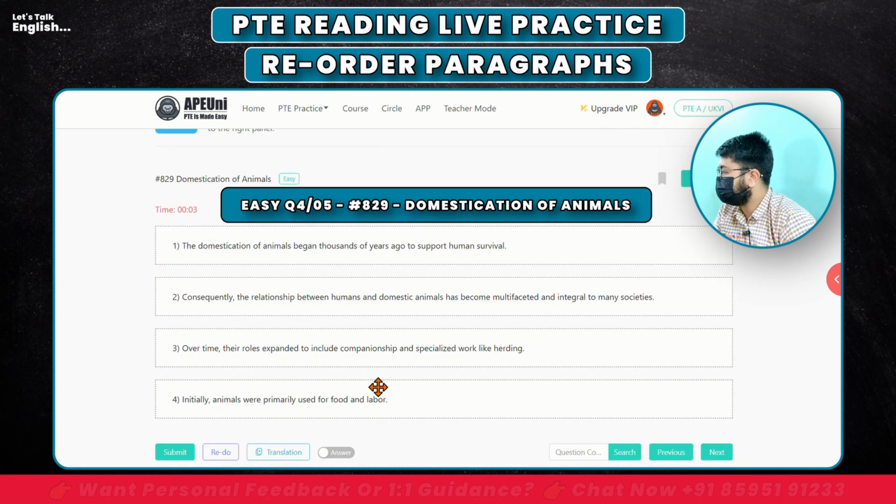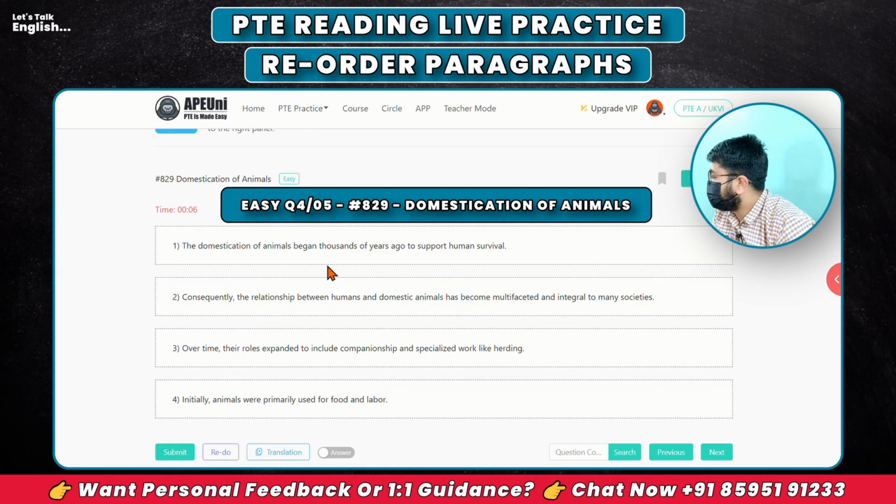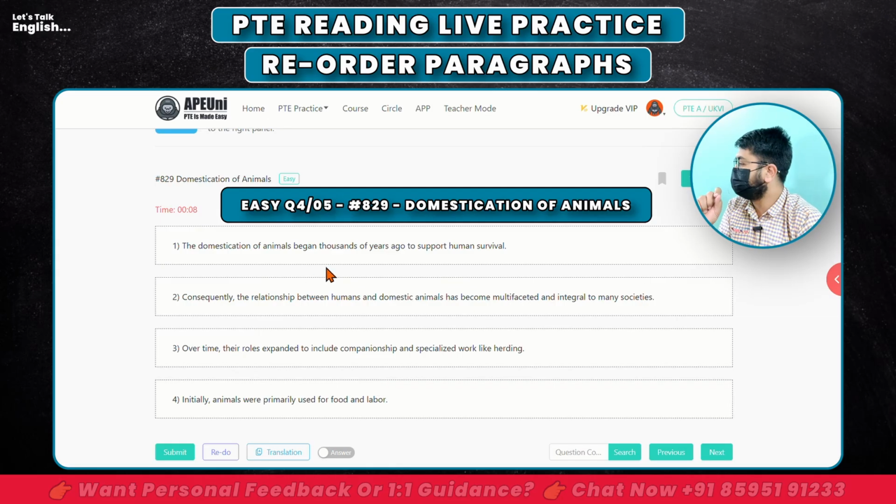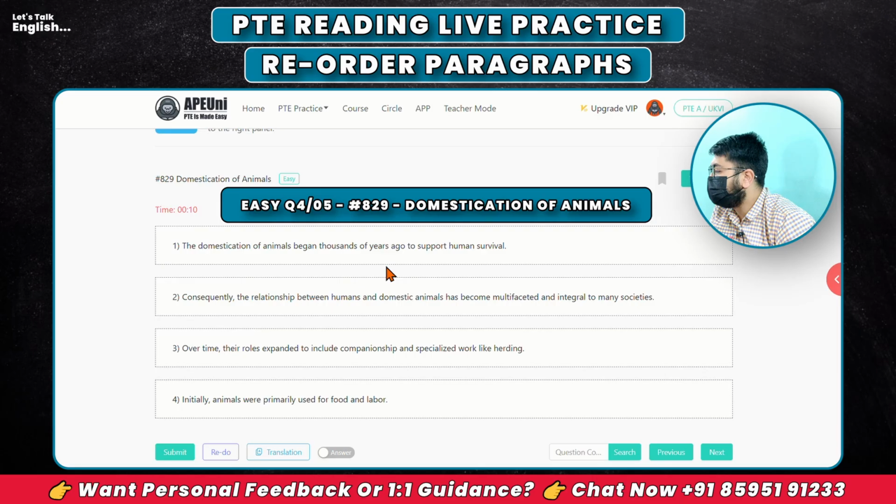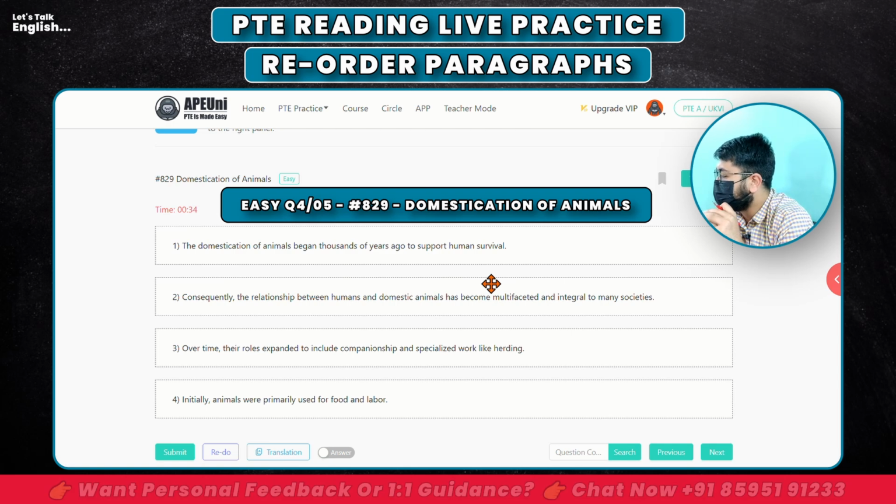It's about domestication of animals. Question number 829. I'll read it all throughout. The domestication of animals began thousands of years ago to support human survival. Consequently, the relationship between humans and domestic animals has become multifaceted and integral to many societies. Over time, their role expanded to include companionship and specialized work, like herding. Initially, animals were primarily used for food and labor.